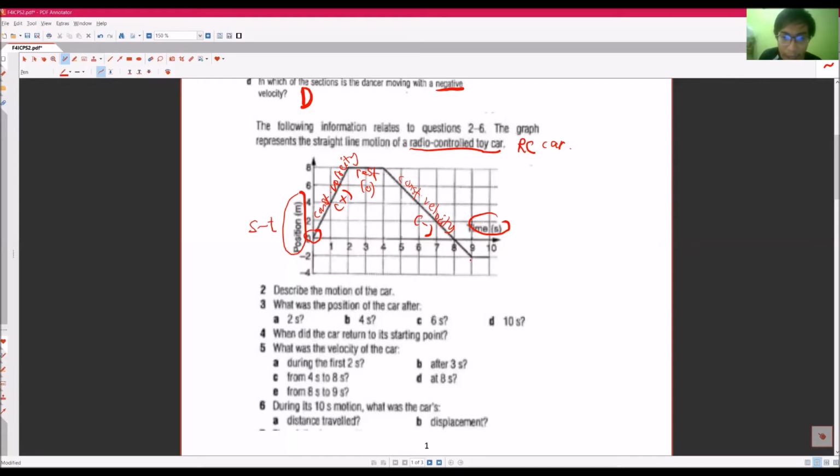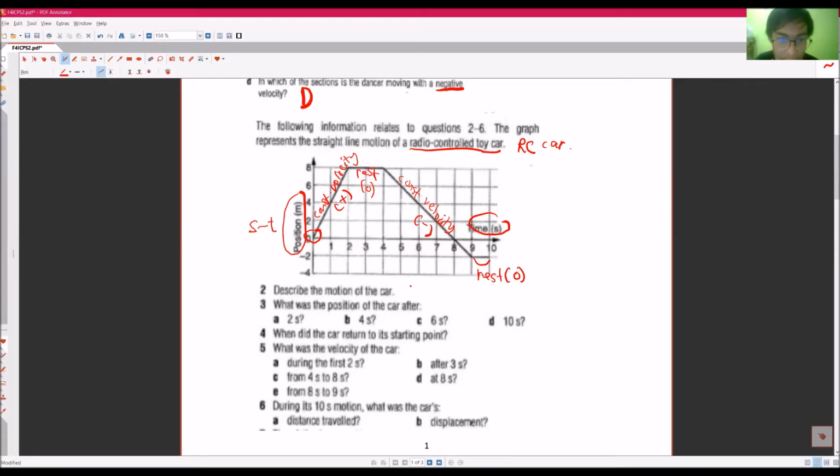But then when it reached 2 meters behind the origin, it stopped. It doesn't change its position, so it rests again. Zero velocity. Okay, so number 2, describe the motion of the car.